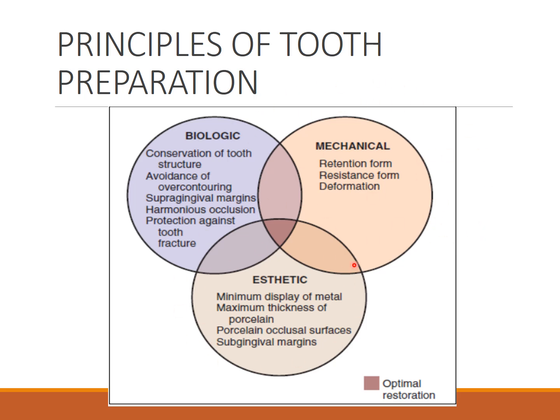Coming to the aesthetics, there should be a minimal display of metal and maximum thickness of porcelain on the occlusal surfaces, and subgingival margins. In certain cases you have to go subgingival with the margin, which is rare, but sometimes you do go. Usually we prefer an equigingival margin, which is almost at the level of the gingiva.